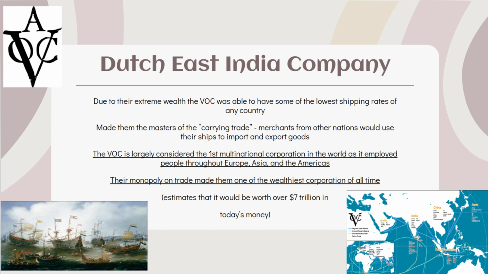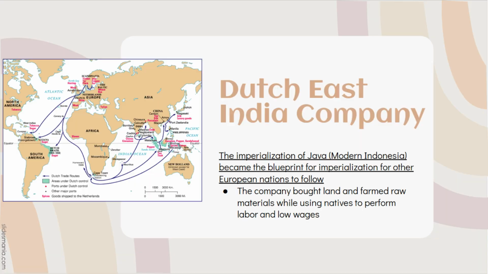And the Dutch East India Company is considered the first multinational corporation in the world, as it employed people from Europe, Asia, and the Americas to make this whole process successful. Their monopoly on trade, especially in the East Indies, made them one of the wealthiest corporations of all time. It's estimated that they would be worth over $7 trillion in today's money.